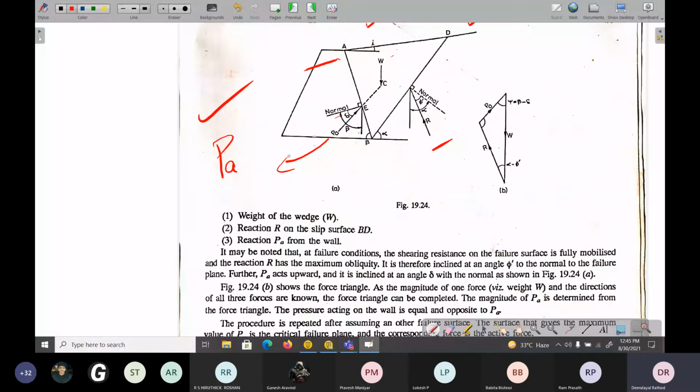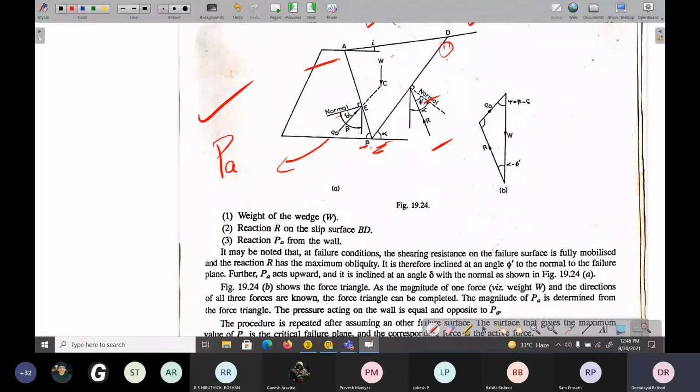And here the reaction makes an angle phi. So he assumes some angles. He says alpha is the slide, so this is the first case you can say. Then again he will assume one more failure plane, trial and error, and find out this active case. So this failure plane makes an angle alpha, and this wall makes an angle beta.